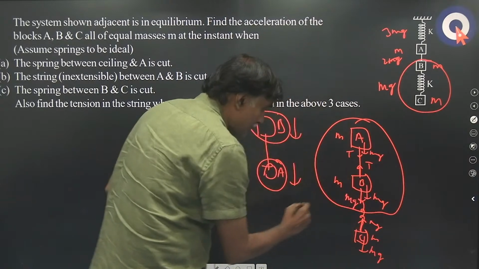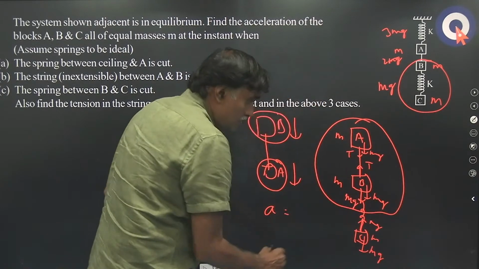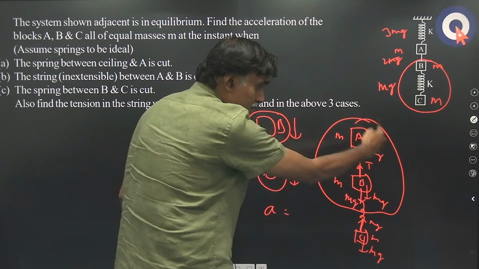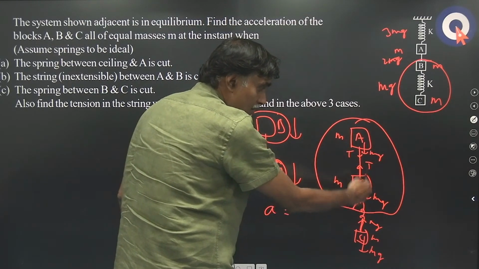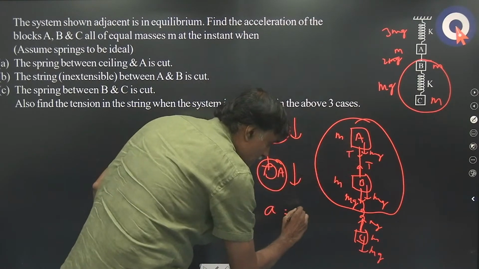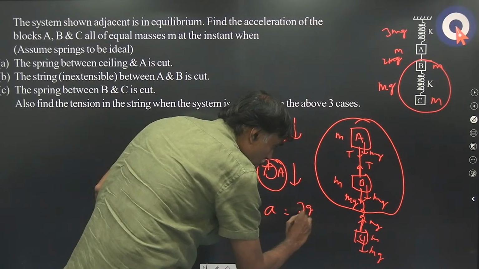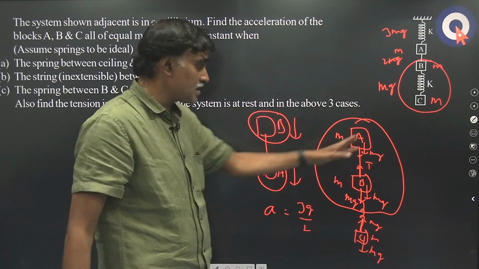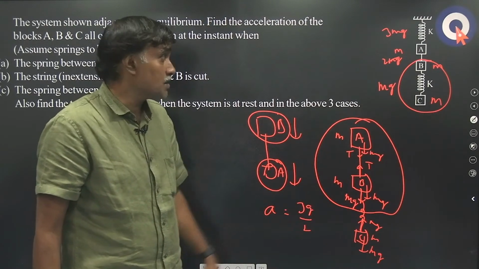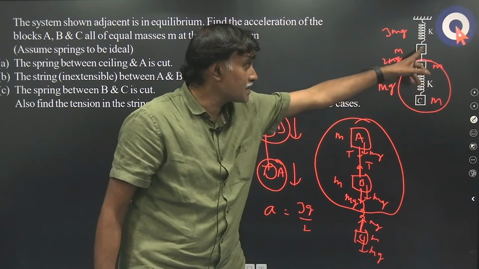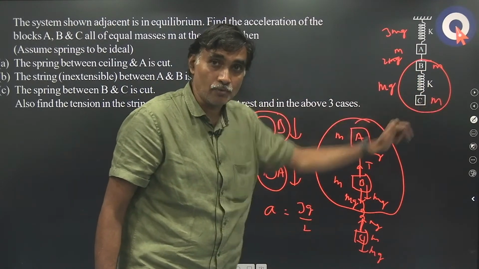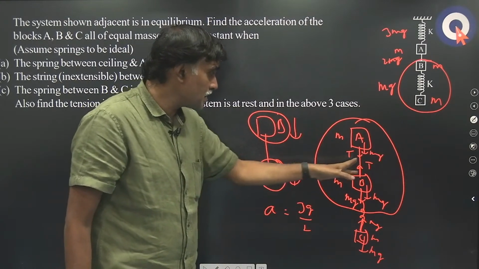Then what is acceleration? Net downward force by total mass. What is net downward force on the system of these two blocks? Here 2 mg, here mg, that is 3 mg by total mass 2m. So 3 mg by 2m, that is 3g by 2. So that is combined acceleration of A and B. So immediately after the spring is cut, acceleration of these two is 3g by 2 and acceleration of this block is 0.